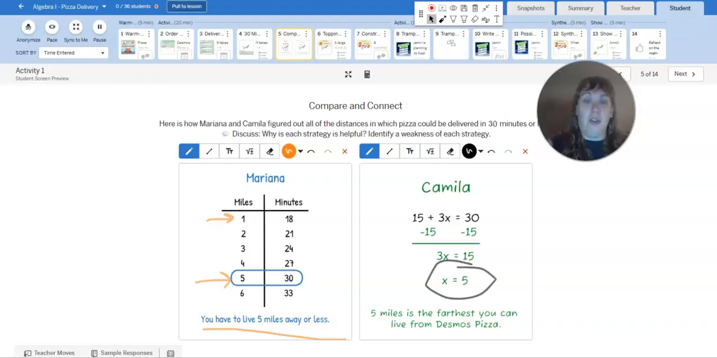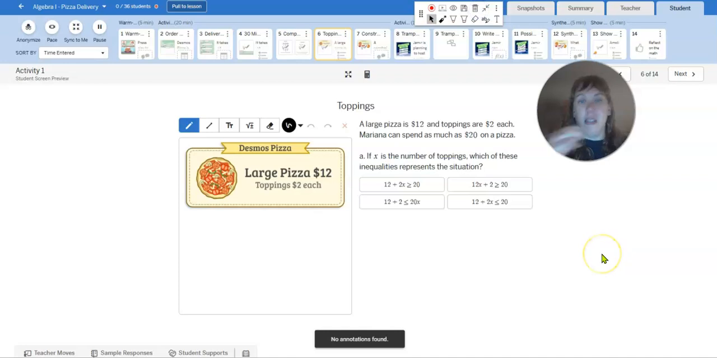The equation is helpful because it only took us 2 steps to solve it. Right? It's pretty quick. But this also only tells us the furthest distance away. We're not seeing all of the distances before it. So just kind of looking at the differences between the methods to solving this situation. Let's look at slide 6.